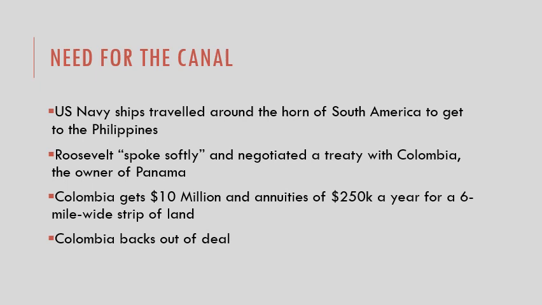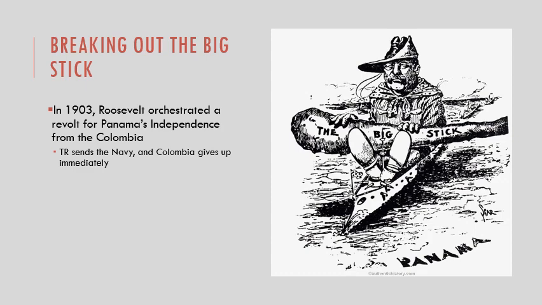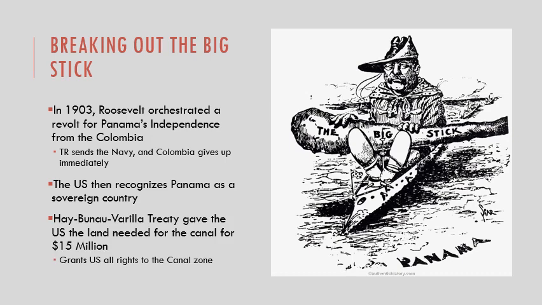Colombia will say yes at first, but then eventually they'll back out of the deal, and this will cause Teddy Roosevelt to break out the big stick. So he orchestrates a revolt for Panama's independence from Colombia. Teddy Roosevelt sends a navy, and Colombia will give up immediately. Panama becomes an independent country, and because of the U.S.'s aid, they sign a treaty, and they will get $15 million and grant the U.S. control of the canal zone.